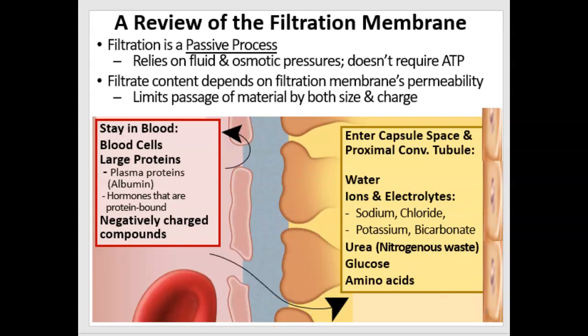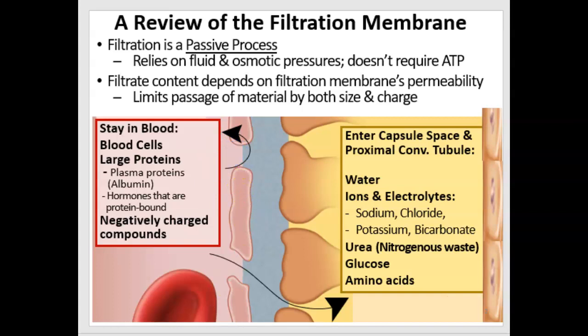So what we find is that blood cells are too large to pass through the capillary fenestrations, and large molecules such as plasma proteins and hormones bound to plasma proteins are too large to cross through the filtration slits. Also, that basement membrane being negatively charged will repel anything that's negatively charged, specifically large things like plasma proteins. So they'll be repelled and they'll have to stay in the blood.